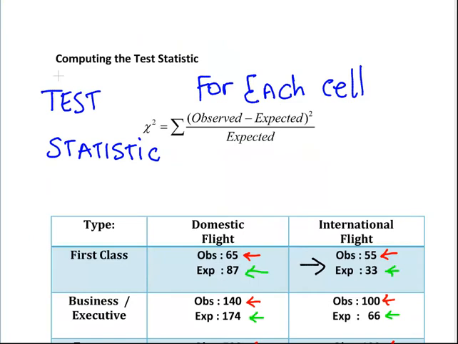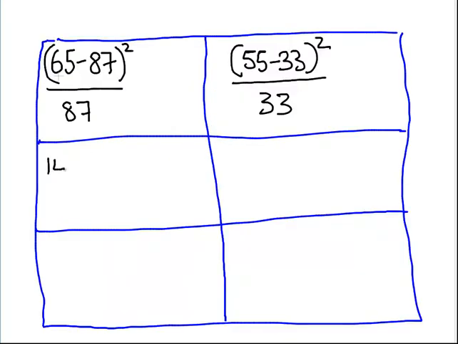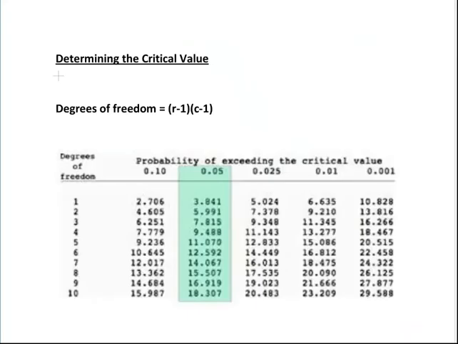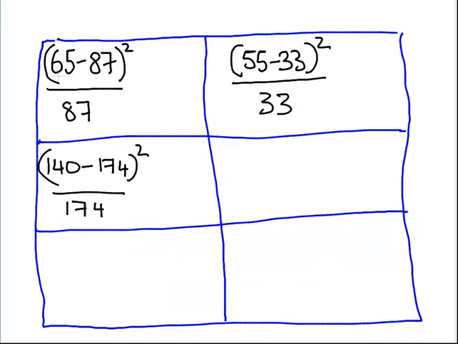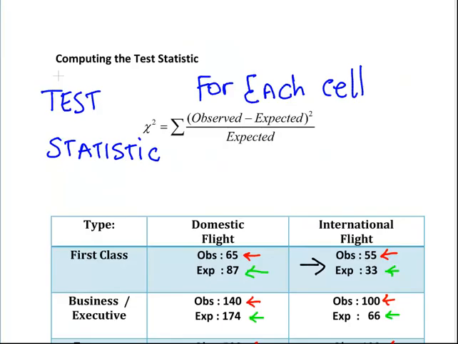Now it's 140, the business executive domestic flights. So that is 140 minus 174 squared over 174. The next one is 100 minus 66 squared all over 66.